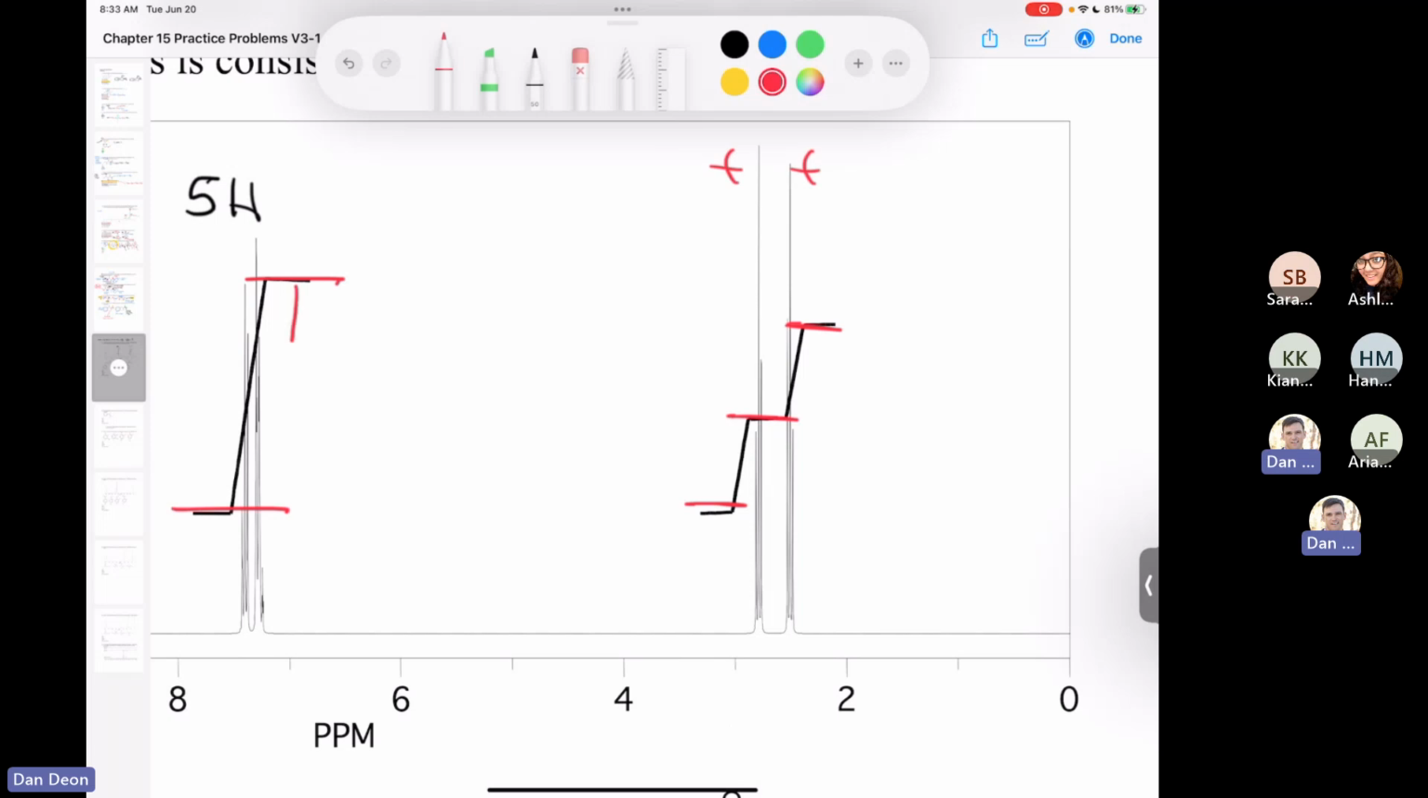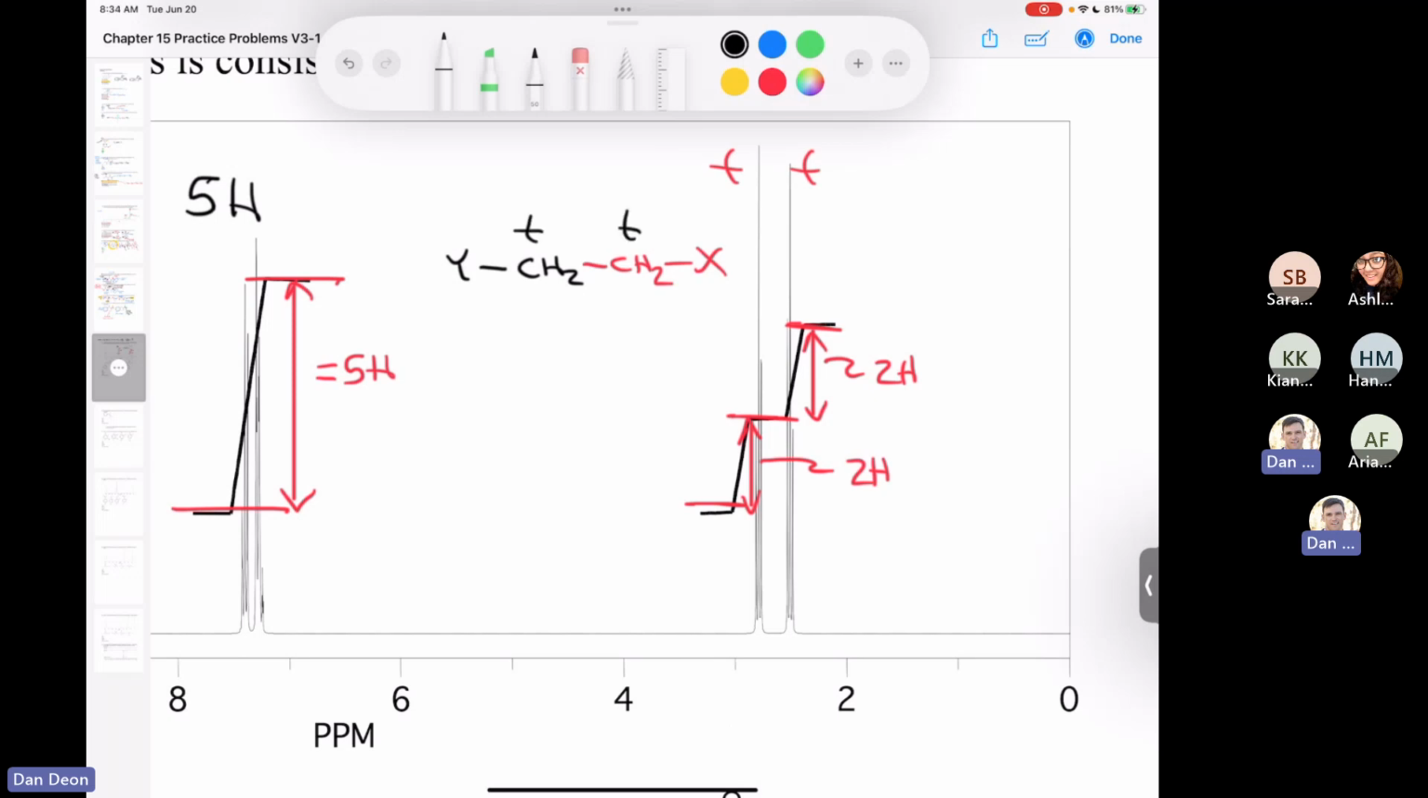If this distance here, yeah, thanks, Ariana, absolutely. If this distance equals 5 protons, that would mean that this distance here is pretty dang close to 2 protons, and this distance here would be pretty dang close to 2 protons. So if we have 2 protons and 2 protons that are both triplets, maybe you remember this from the other day, the only scenario is that you have 2 methylenes like this, and they're attached to different groups, X and Y. If they're attached to different groups, then they're going to be in different electronic environments. So this one will give you a triplet and this one will give you a triplet.